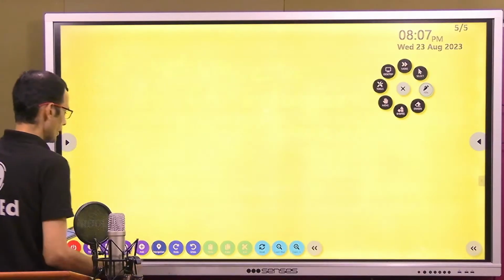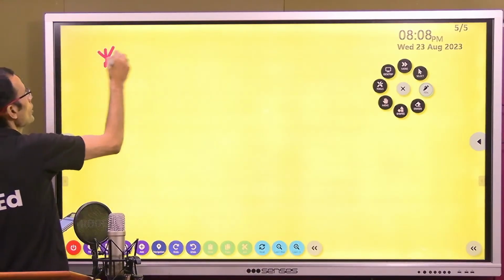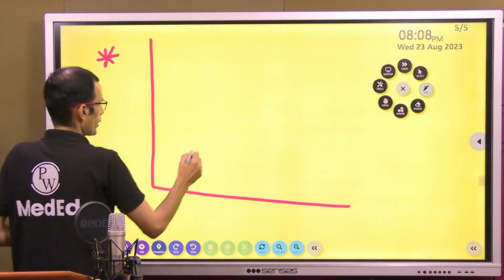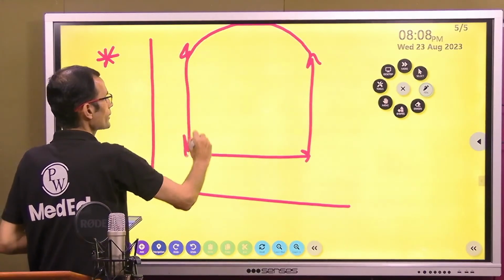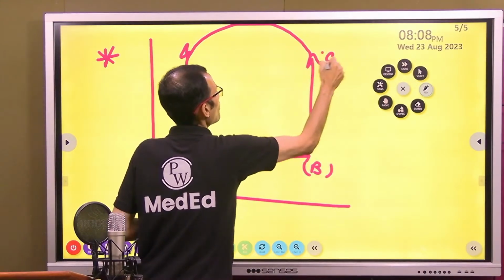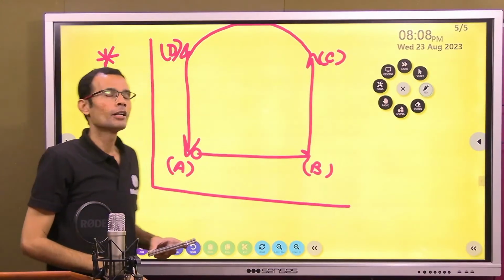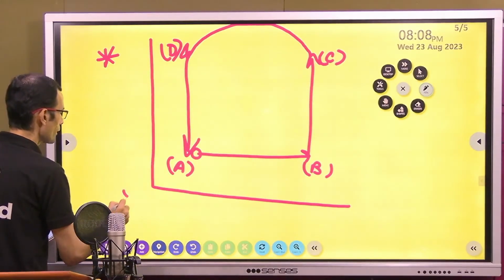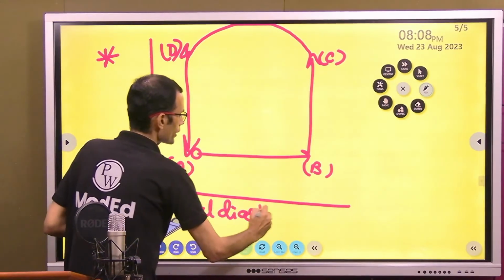And then finally the question on the left ventricular pressure volume loop. So they give you the left ventricular pressure volume loop, and then the question that is asked is this: there are 4 points A, B, C, D shown in this diagram. Which of them corresponds with the arterial diastolic blood pressure? So I'll just write it here: arterial diastolic blood pressure.